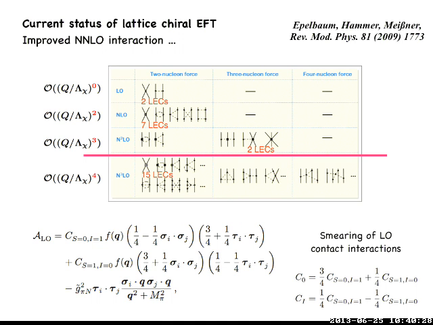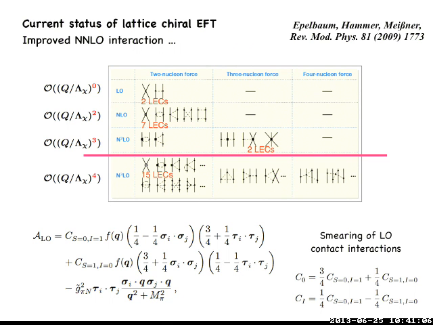But right, so the results that I will now talk about are done up to next-to-leading order in the chiral expansion. First of all, at leading order, the interaction that we find on the lattice is in these two diagrams. We write it in this form, so there are two contact interactions.